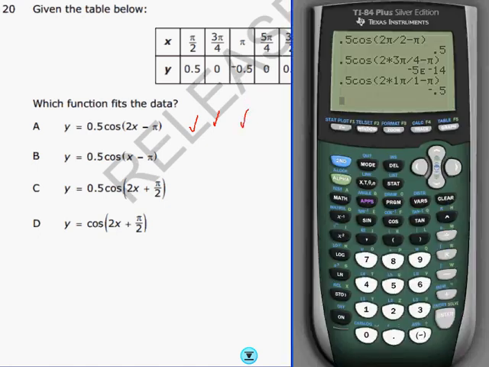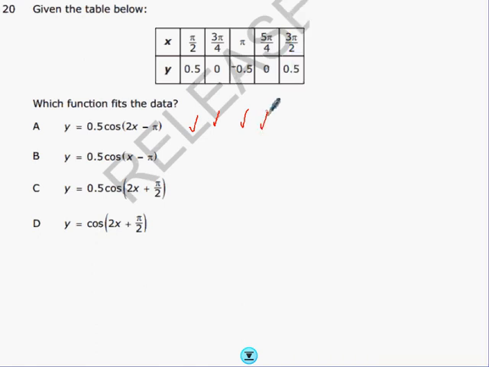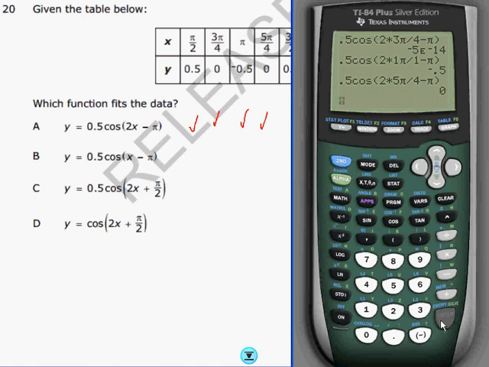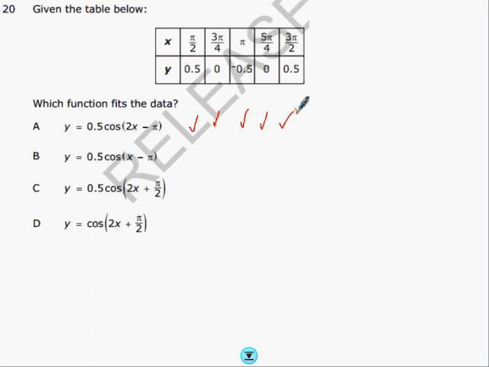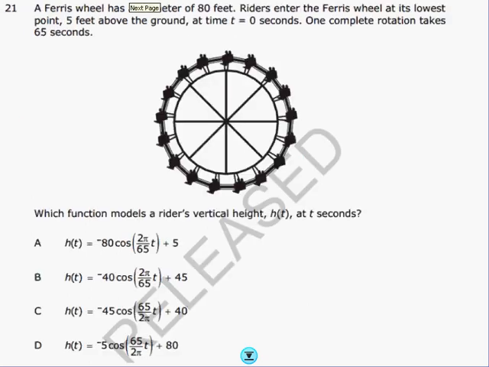I'm going to go ahead and work out the rest. 5 pi over 4. So instead of 1 pi over 1, I'm going to do 5 pi over 4. 0. Now let's check the last one. 3 pi over 2. 0.5. Yep. In the interest of time, I'm going to go ahead and circle that. Maybe I'd come back to it and check it out, but that satisfies me.